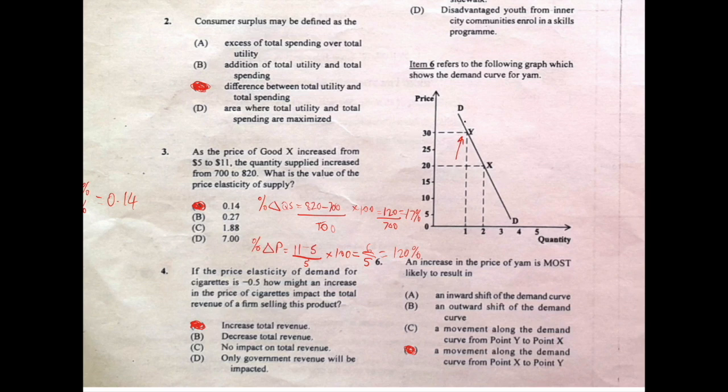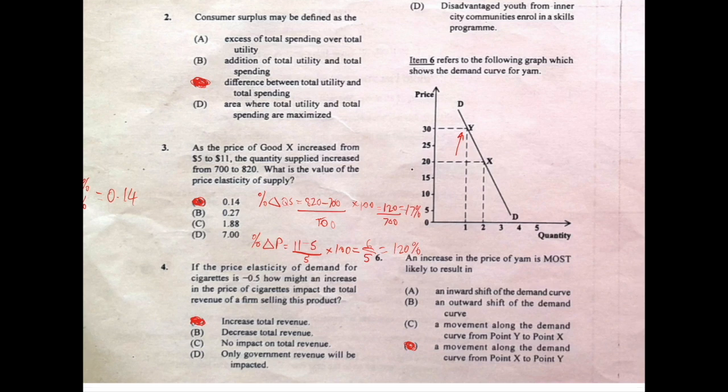From X to Y, it would lead to a movement along the curve, because this would be a contractionary movement along the demand curve. Remember, there's an inverse relationship, as per the law of demand, between price and quantity demanded. So as the price increases from 20 to 30, going from X to Y, the quantity demanded decreases from 2 units to 1 unit, and that is why there's a movement from point X to Y, because you're decreasing the quantity demanded while increasing the price. So the answer is D.